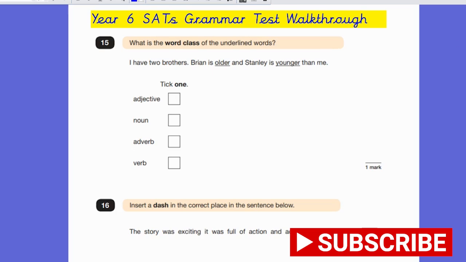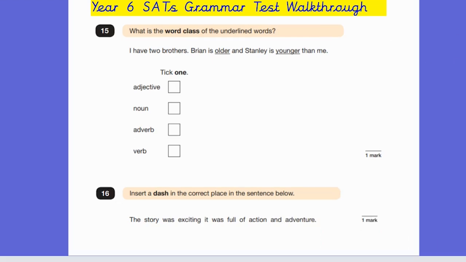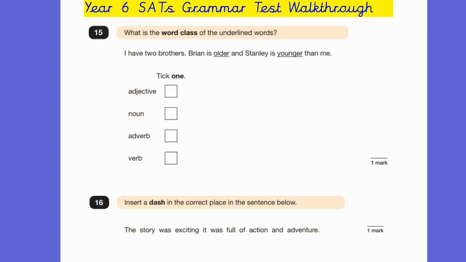Number 15, what is the word class of the underlined words? I have 2 brothers. Brian is older and Stanley is younger than me. Now, I know that the words older and younger are describing a noun. They are describing Brian and they are describing Stanley. So therefore, I know that words that describe nouns are going to be adjectives. They aren't nouns because they're not things or people. They're not adverbs because they do not describe a verb, and they also are not verbs. They are not doing words.